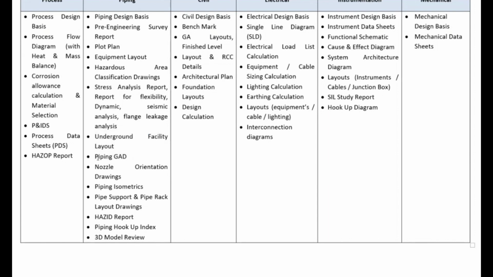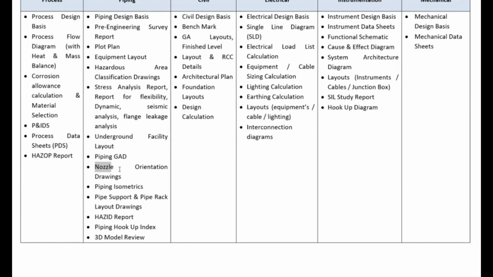Piping general arrangement drawing. So how the piping will be, okay? How the pipe will be traveling on the rack, or the pipe will be traveling on the local supports, or the pipe will be hanging in air for a couple of distances. So this is basically the total piping general arrangement inside the plant, okay?